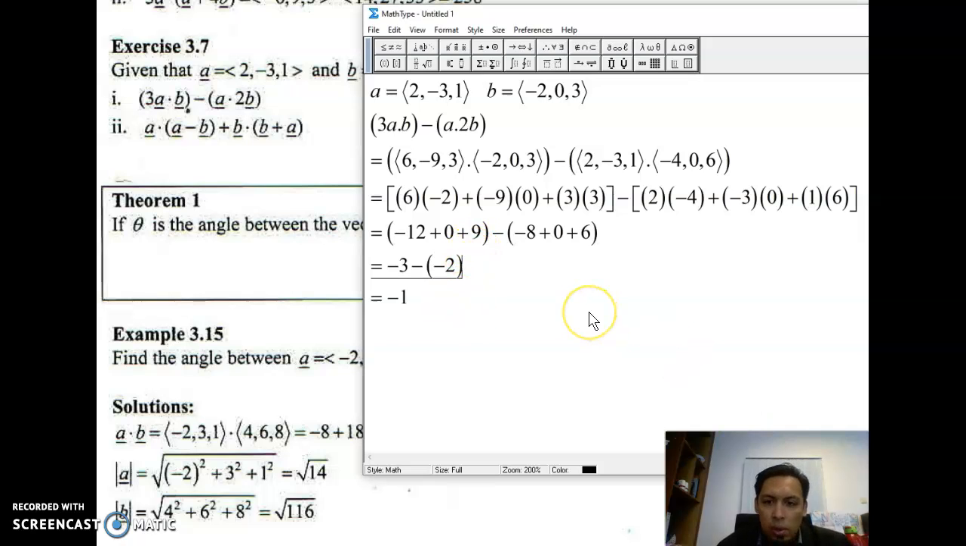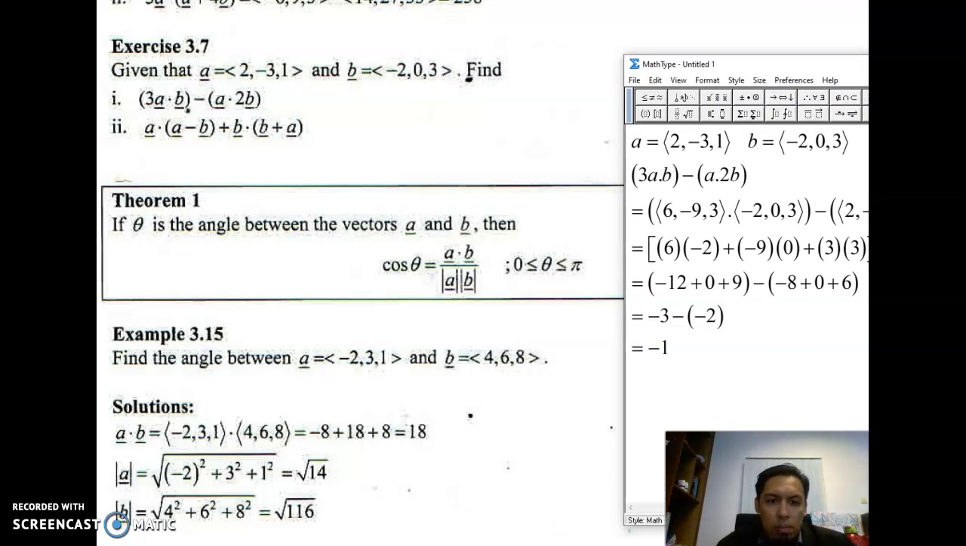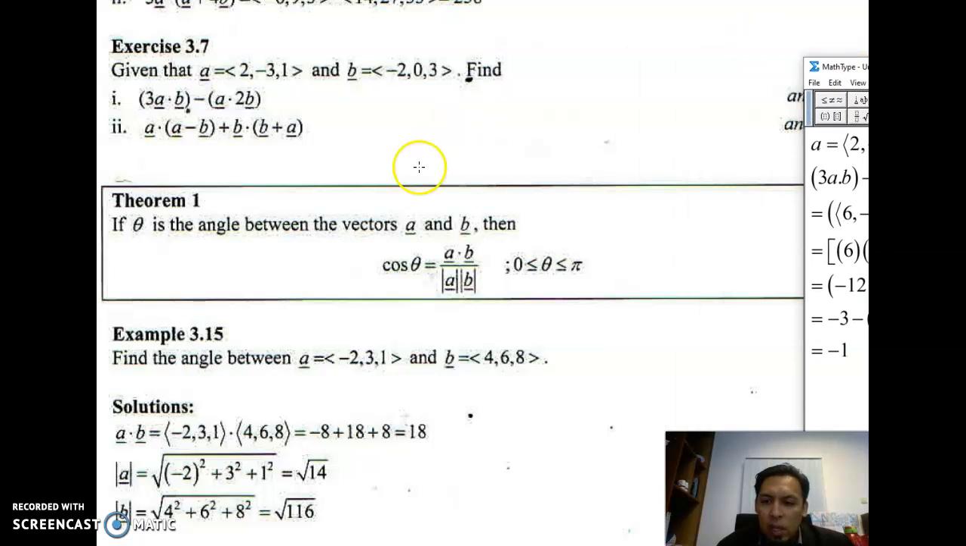So in the next video we're going to discuss how to conduct a dot product in finding the angle. Okay.